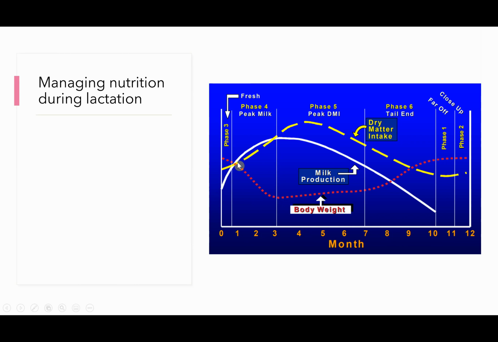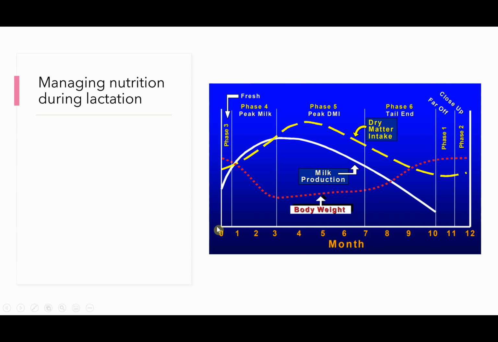The white bar is milk production. This is a milk curve, which you all would have seen last week in the reproduction module. And then the yellow is dry matter intake, which is how much the animal can consume during that time. Now we have the different stages.